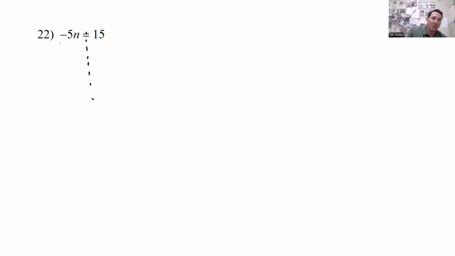So the opposite of multiplying by -5 is dividing by -5. Times -5 divided by -5 cancels out. So all we have left on the left side there is n. 15 divided by -5 is -3. Be careful with the negatives. A positive divided by a negative is a negative.